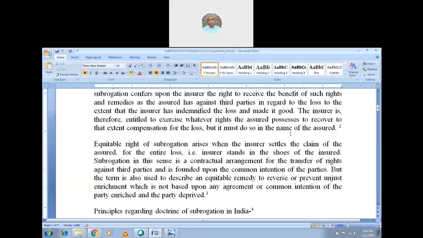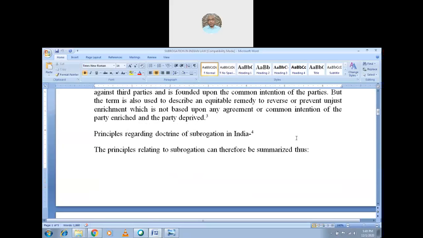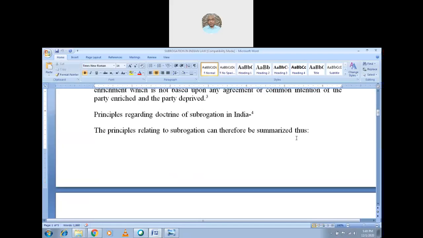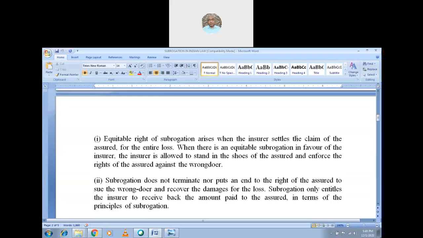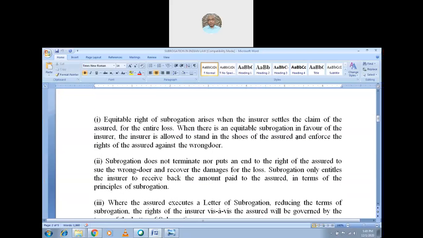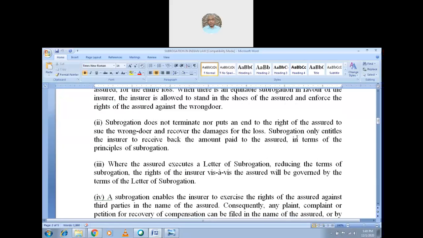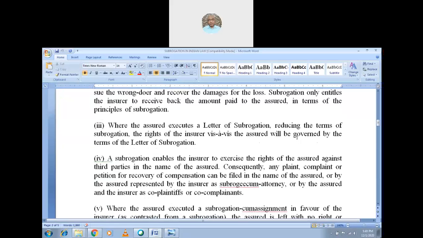Then we see the principles regarding the doctrine of subrogation in India. What are the principles used there? The principles related to subrogation can be summarized thus. Number one, the equitable right of subrogation arises. Number two, subrogation does not terminate or put an end. Number three, when the assured executes a letter of subrogation. Then fourth, subrogation enables the insurer to exercise the right of the assured.